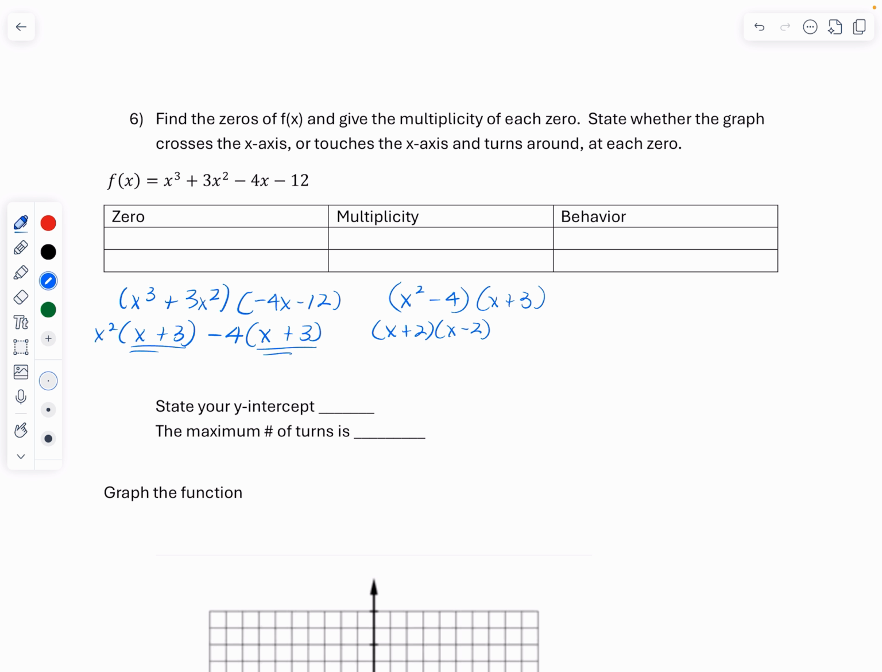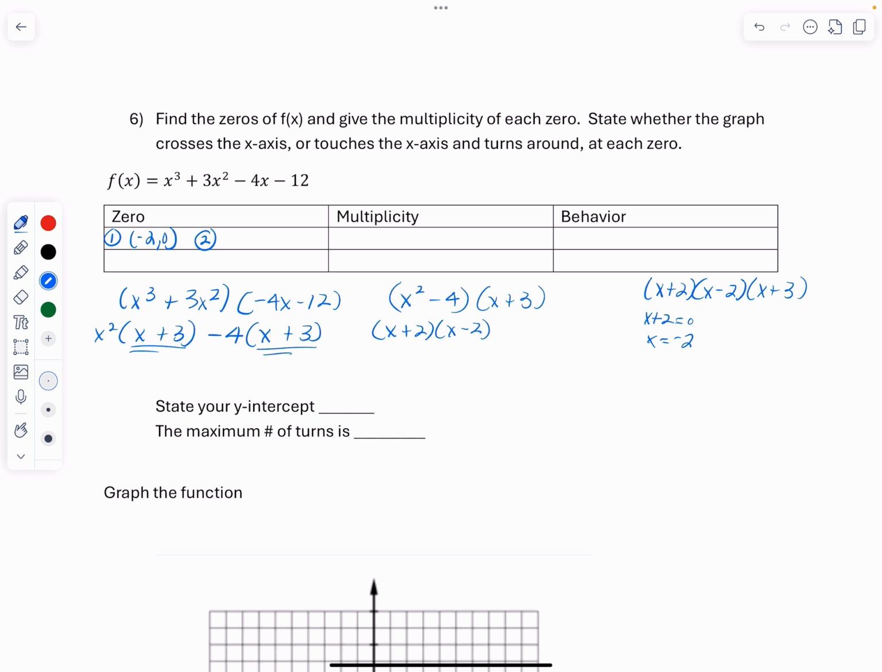So when I factored everything out, this gives me x plus 2, x minus 2, and x plus 3. Okay, so I have 3 zeros. All of them are to the first power, by the way. So I'm just going to put zero number 1 is going to be x plus 2 equals 0, x equals negative 2. So zero number 1 is negative 2, 0.